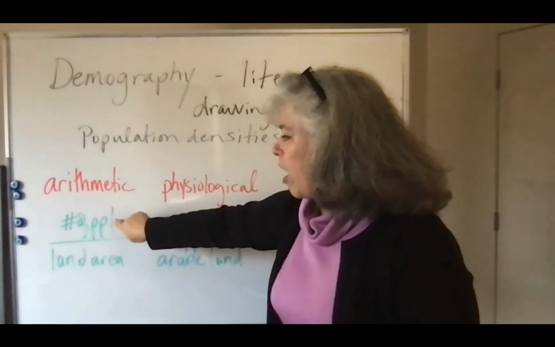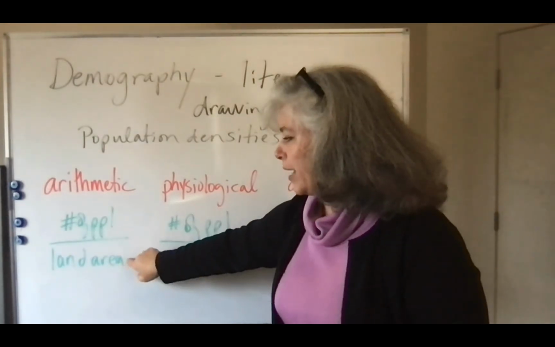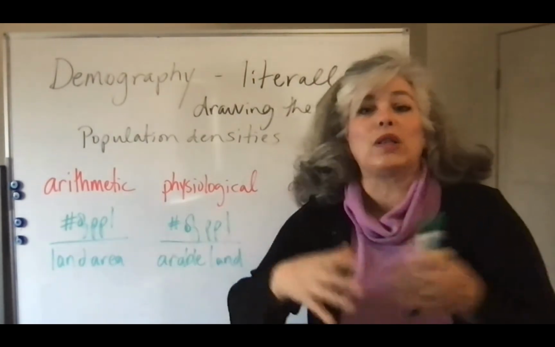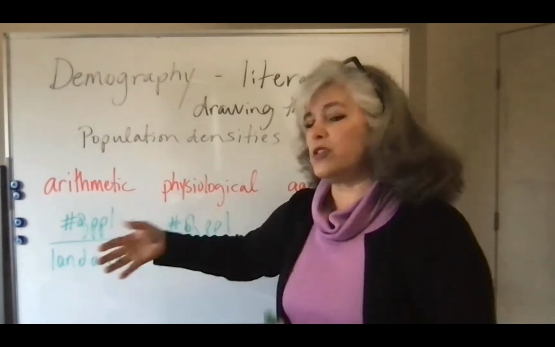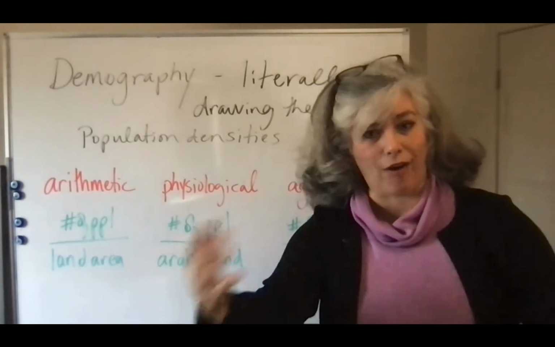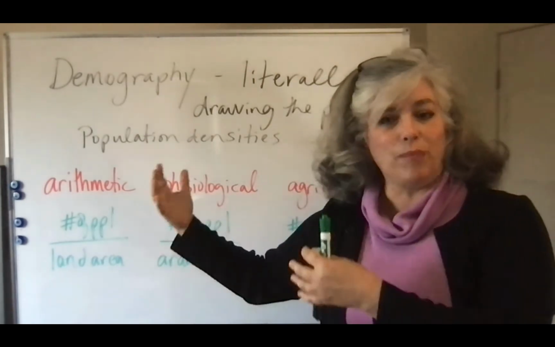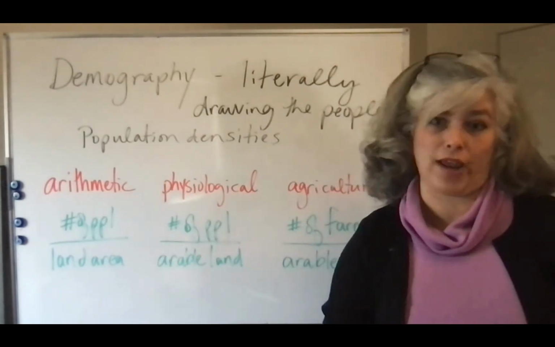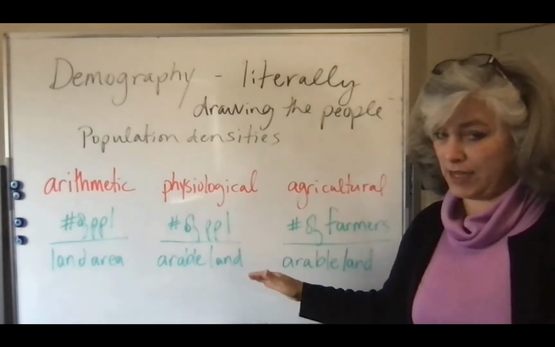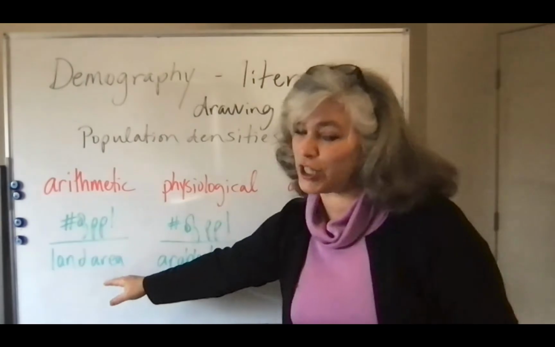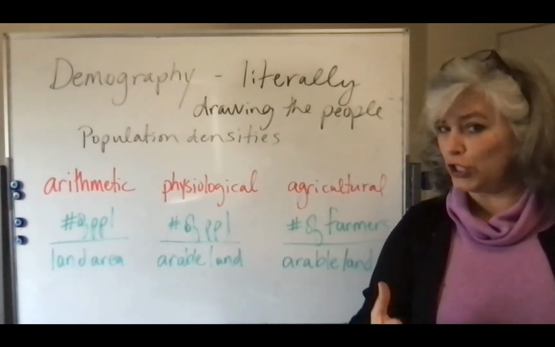But anyway, the smaller the number here and the larger the number here, the more land there is per person. And so this gives us just a basic concept of area and population that shares that area. Let's move to the physiological density for a second, because that changes the area that you're looking at.